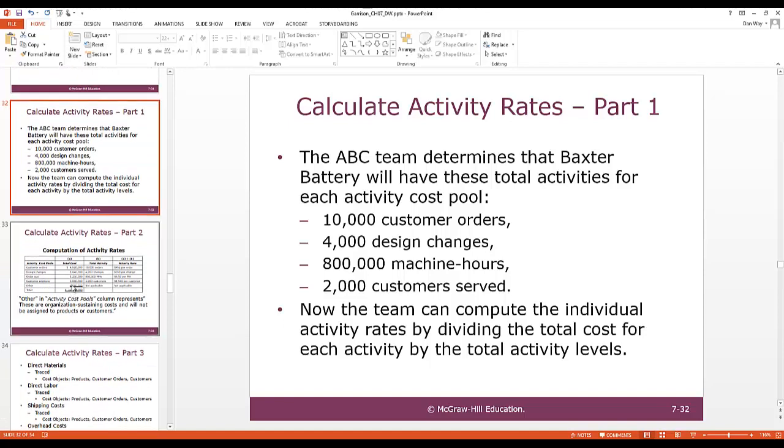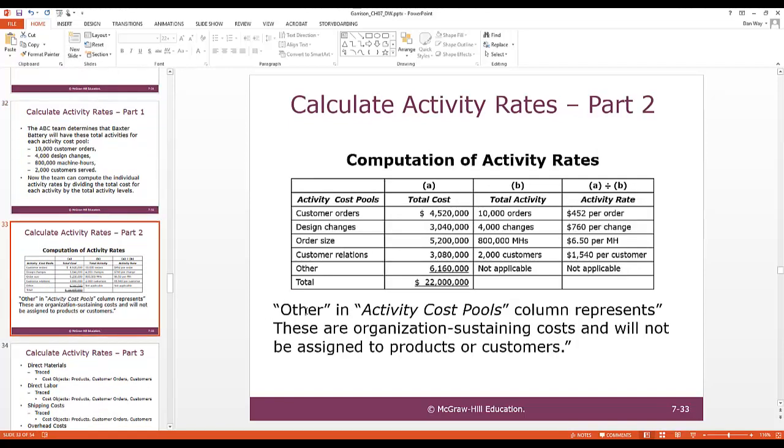The nice thing about that is that it functions really the same way as our predetermined overhead rates under our traditional costing system. It's still total estimated cost, now for an individual cost pool, divided by total estimated activity. So for customer orders, that's $4,520,000 in total estimated cost, divided by 10,000 total estimated customer orders, means an activity rate of $452 per order. Same idea for our other cost pools.